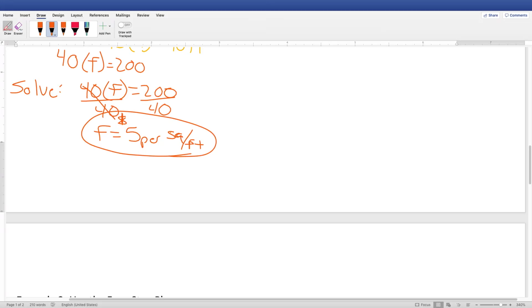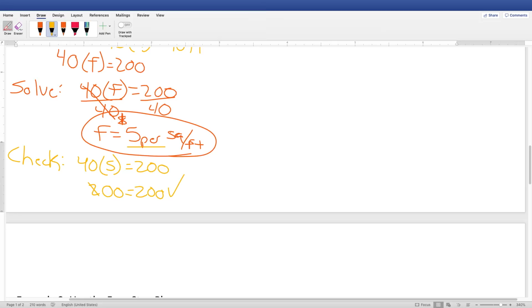And then the last piece that we need here is we need to check. So we've done everything. Now we just need to check our answer. To check an answer on an algebraic problem like this, we're just going to substitute it back in. So we're going to substitute 5 back in for the variable F. So 40 times 5 is equal to 200. Then you use your calculator and make sure 40 times 5 does equal 200. So I get 200 is equal to 200. So it does check.